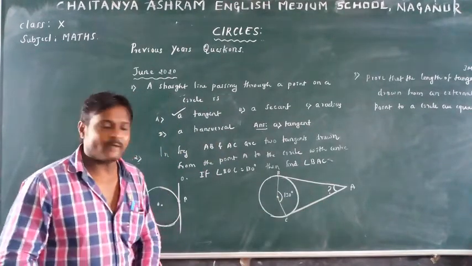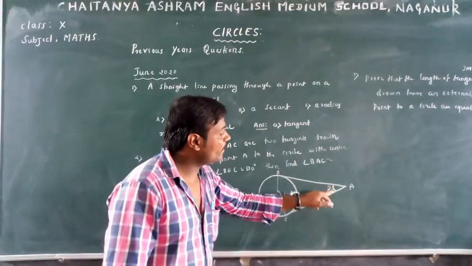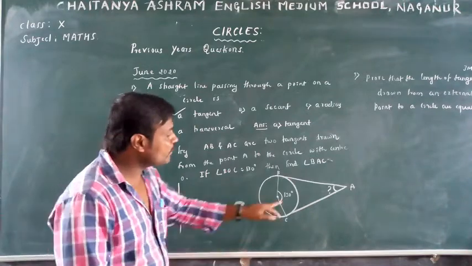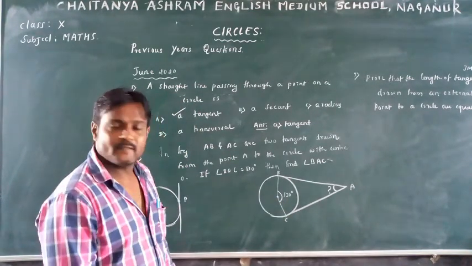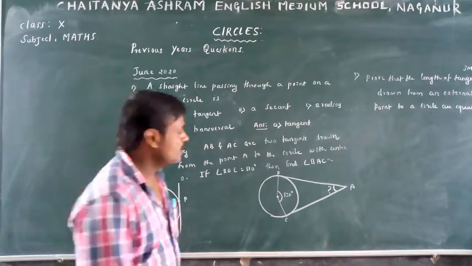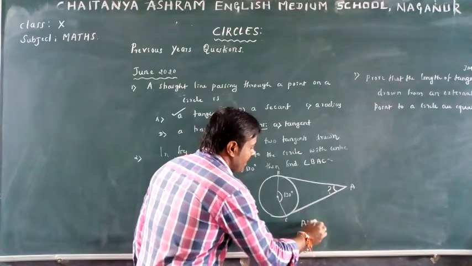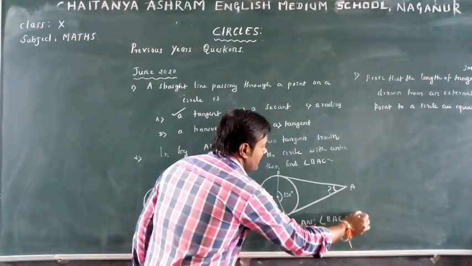We learned this concept. So this angle is 130 degrees out of 180. What is the measure of this angle? Just to get 180, how much should we add to this 130? Obviously, that is 50 degrees. Yes or no? So now this angle is how much? 50 degrees. Answer: angle BAC equals 50 degrees.